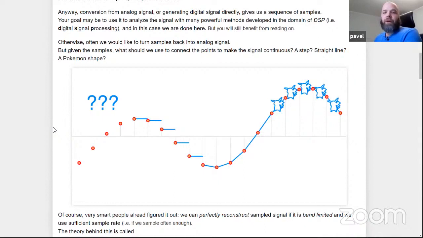For example, when we play audio back from our digital players, we have to convert those digital samples into electrical signals and then into pressure waves, air pressure waves. So having the samples, what should we do to convert that digital signal into an analog signal? Do we use just horizontal straight lines? Do we use segments connecting the samples, or do we use some strange shape?